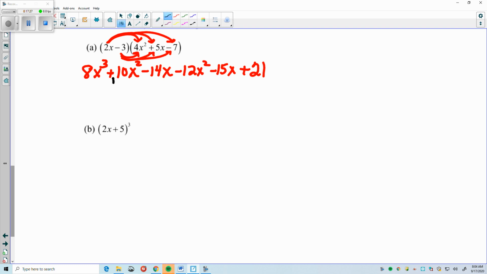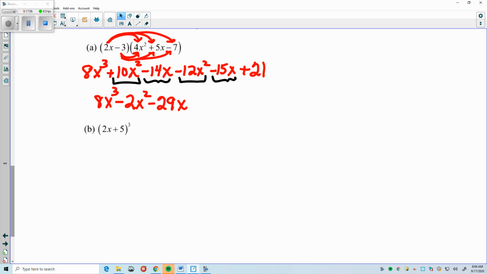Okay, and to simplify, we want to combine our terms that are the same. So these two terms are the same because they're both x squared. These are the same because they're both x's. Okay, I don't have any other cubed, so I have 8x cubed. Go to my squareds, a positive 10x squared, a negative 12x squared. I have a negative 2x squared. Go to my x's, I have a negative 14x and a negative 15x for a total of a negative 29x. And then I just have my constant of plus 21. It's always a good habit to get into to box your final answer in, just so I know where your work has ended.